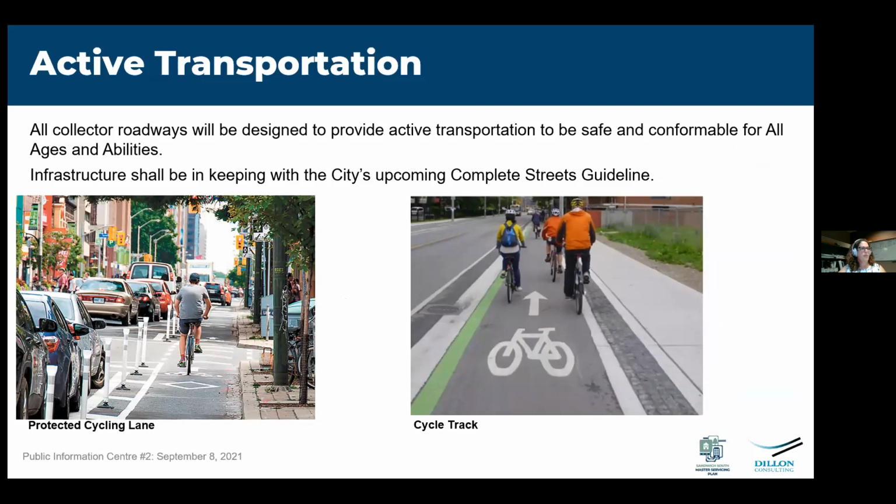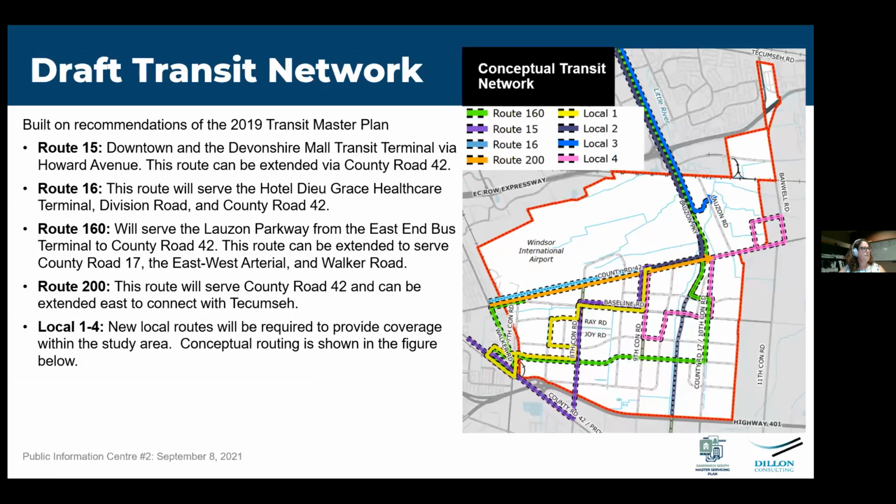The infrastructure shall be in keeping with the city's upcoming Complete Streets guideline as well. Recommendations for the active transportation network are shown on the figures that will be placed on the website for review. These are based on the traffic analysis that has been completed, but ultimately will be dependent on the development needs for the area. So in addition, a draft transit network has also been looked at. I won't go through this figure in detail, but it builds on the recommendations from the 2019 Transit Master Plan and shows additional routes that are proposed for this area to support full build out.